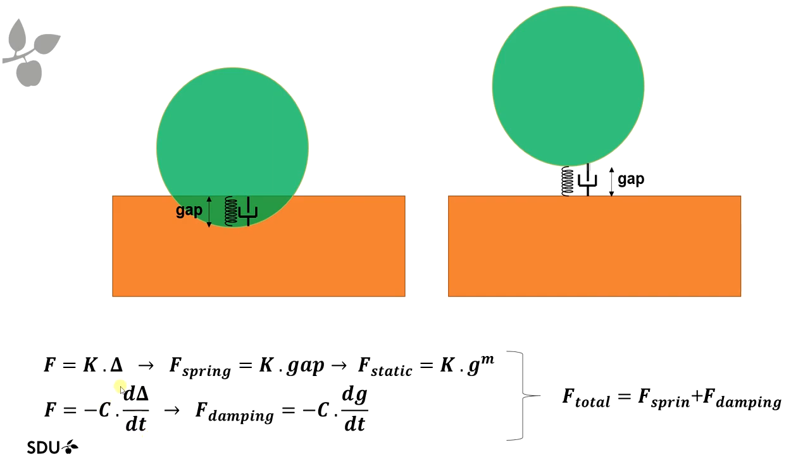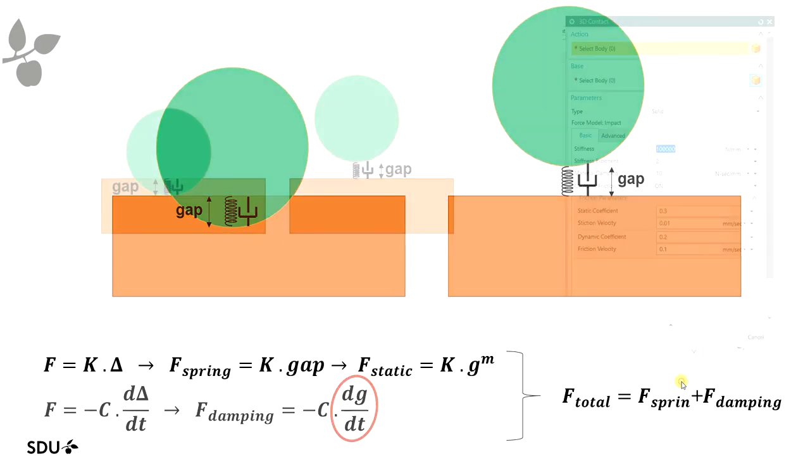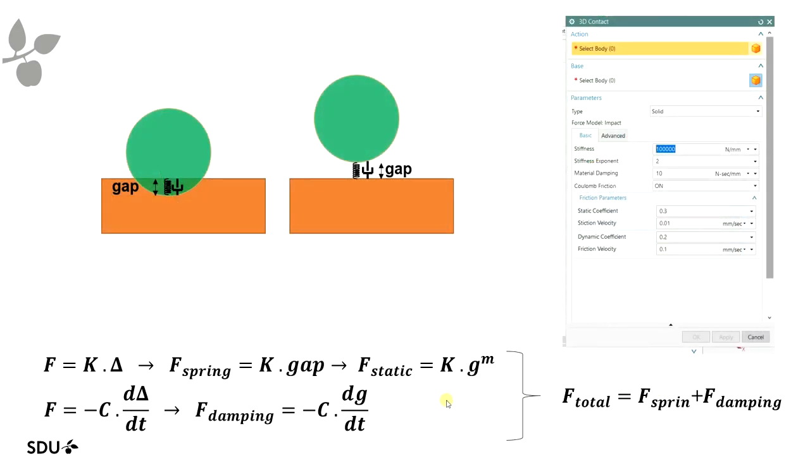So if the gap is opening up really fast, it will generate a really big force to keep the gap closed. And as the gap change speed slows down, the damping force also slows down. The total force we have here is the spring force plus the damping force. You can see this damping coefficient here in the material damping. Again, all these numbers need to be set correctly, otherwise you don't get the correct damping forces.